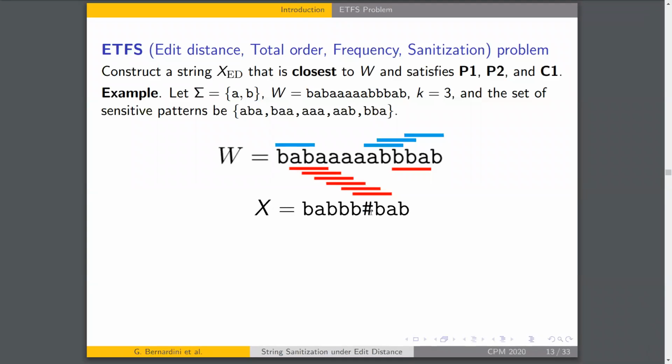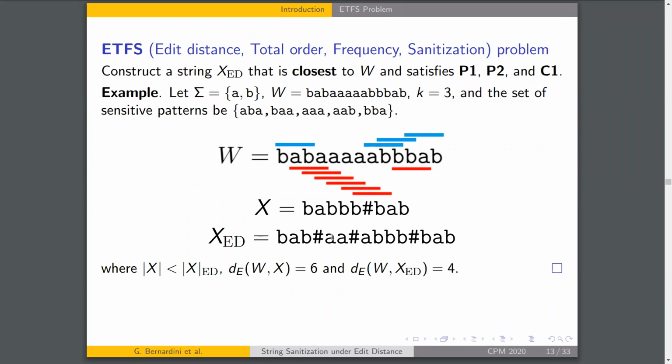Well, the solution is not unique. For example, we can have a solution like this, X_ED, and as you can see, it contains exactly the same non-sensitive patterns of length 3, so BAB, ABB, BBB, and BAB. But now we have used some extra separators, and note that we can even have small strings in between, as long as their length is shorter than k, because we don't want to introduce any new length k patterns.